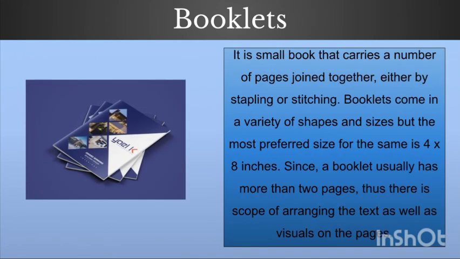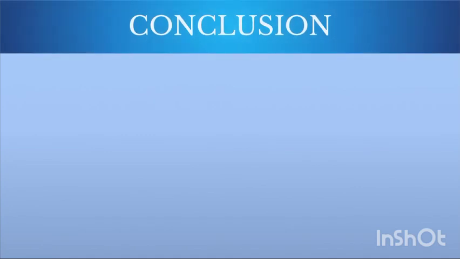Now booklet. It is a small book that carries a number of pages joined together either by stapling or stitching. Booklets come in a variety of shapes and sizes, but the most preferred size for the same is 4 into 8 inches. Since a booklet usually has more than 2 pages, there is scope of arranging text as well as visuals on the page. Also, if possible, a distinct color scheme can be used for every page. But here also the simplicity of language and avoiding difficult words is what needs to be specially taken care of. Now I try to sum up the whole session.